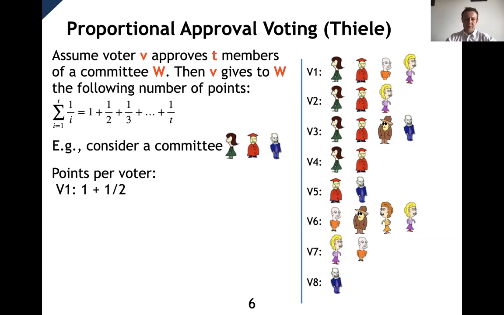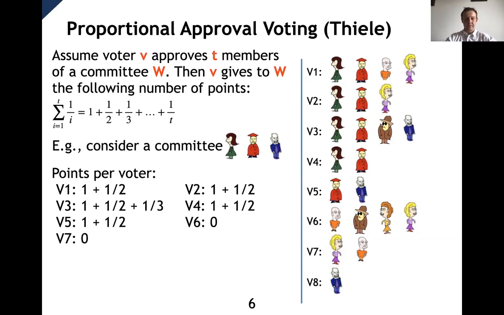Similarly, voter V2 approves 2 members of this committee, so she assigns exactly the same score to this committee. Voter V3 approves all 3 members of this committee, so she assigns the score of 1 plus half plus 1/3, and so on and so forth.